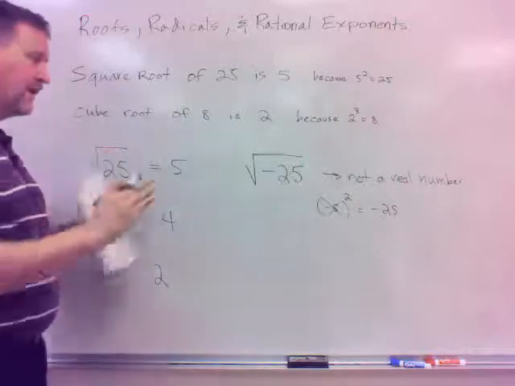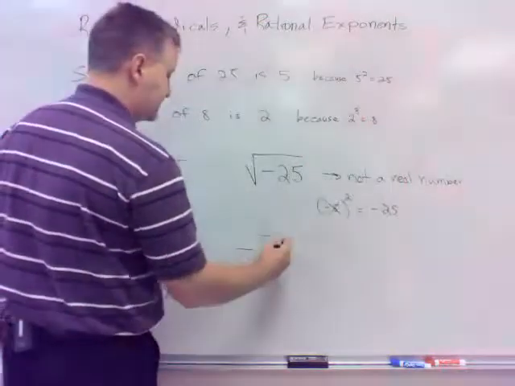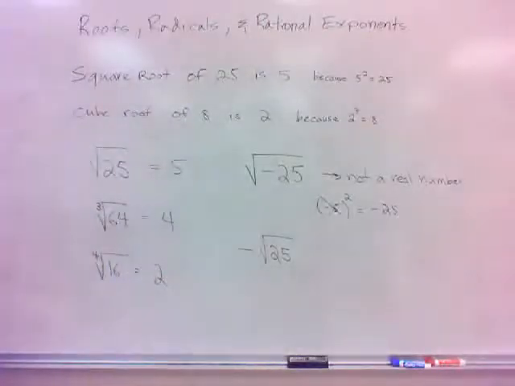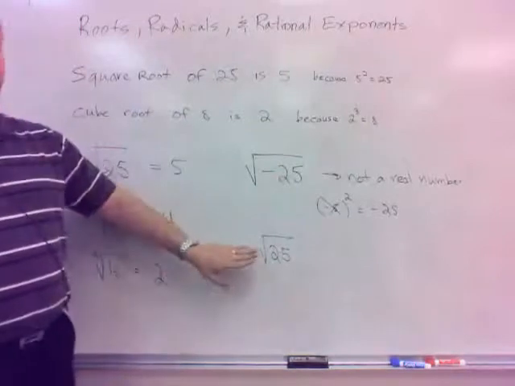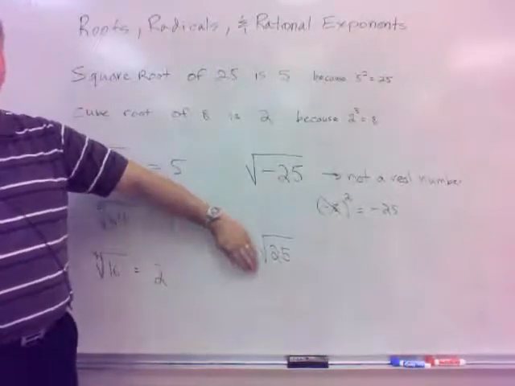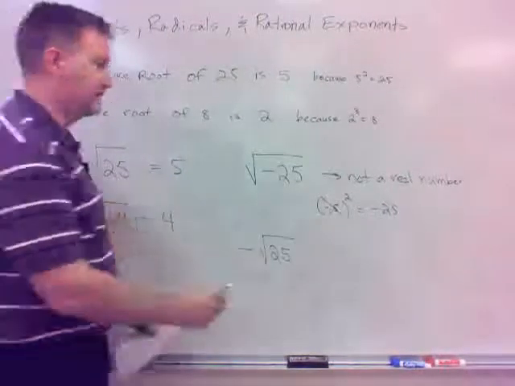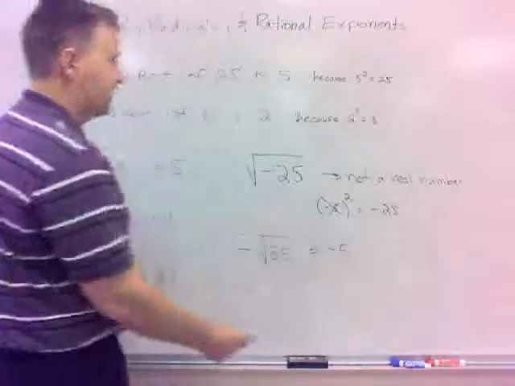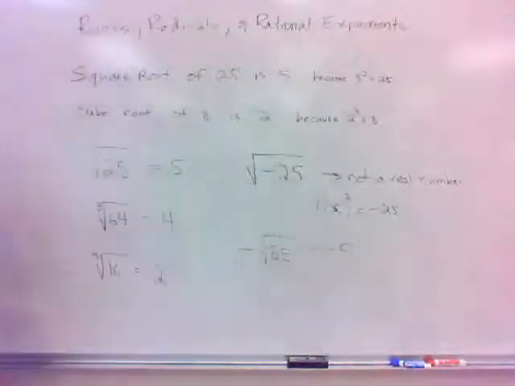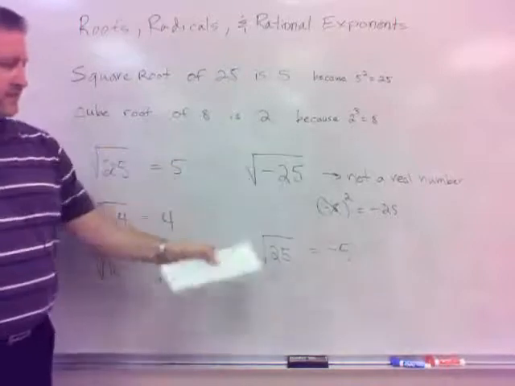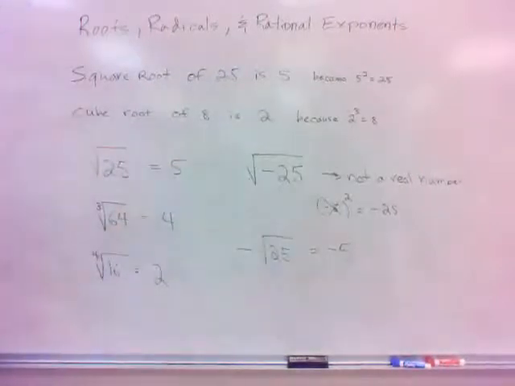Okay? Now, contrast that to this. Same answer? Negative square root of 25. No, that's not the same answer, because here the negative is on the outside, and so I'm just doing the square root of 25, which is 5, and then I negate that. So what's the answer? Negative 5. Okay, so the position there, inside or outside, means a lot. A negative on the inside is not going to be a real number, but a negative on the outside, that's okay. It's just going to be a negative answer.